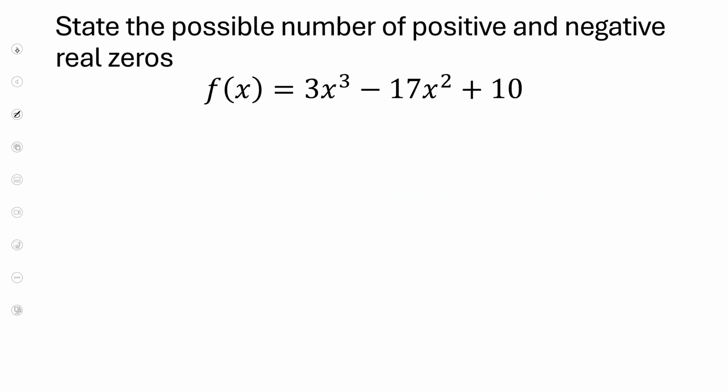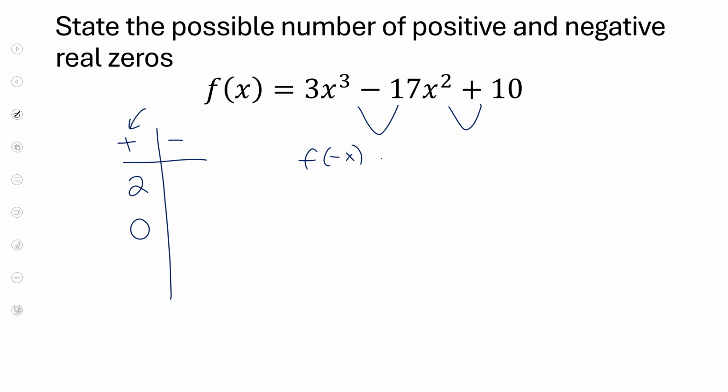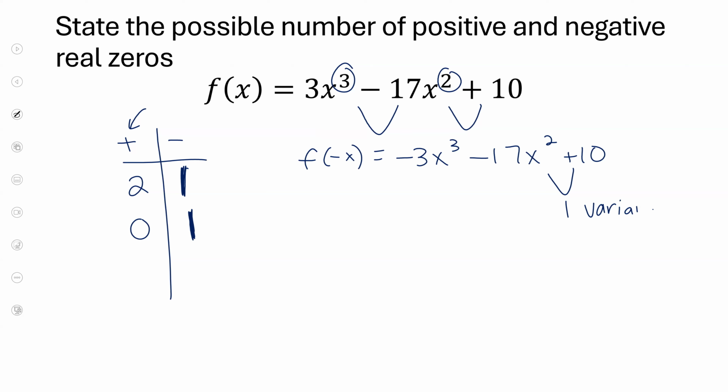Let's try another one. Let's figure out how many positive possibilities I have. So here's a variation and here's a variation. That's 2. Less than that by 2 is 0. Now let's do f of negative x. Odd will change. Even stays the same. Constant stays the same. Now there's just one variation. So 1 and 1. I wrote 1 twice because I'm always going to have one negative answer no matter what, because there's only one variation, and I can't subtract 2 from that.